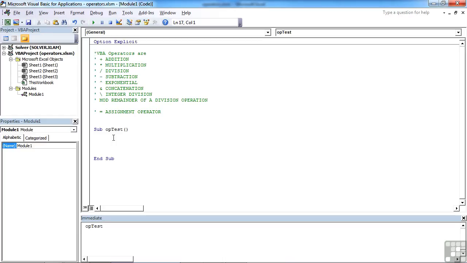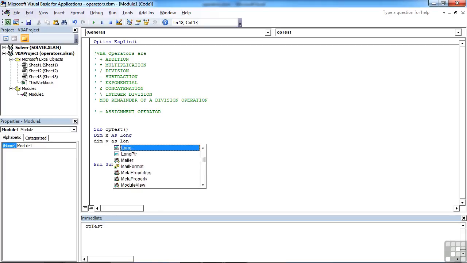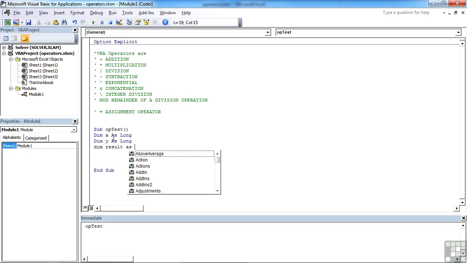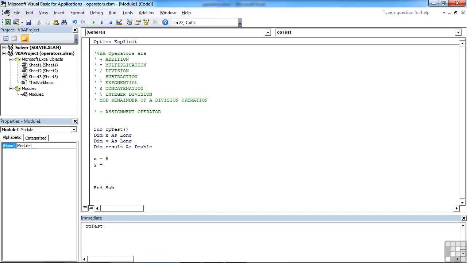So I've set up a little sub-procedure here where we can declare some variables. Let's try a couple of long, so dim x and dim y as long, and then dim result as double. That way we're allowing for the fact that perhaps some of these operators will create decimal places even if the starting values are integers. So let's define x as 5 and y as 6. That will make the math easier to follow.